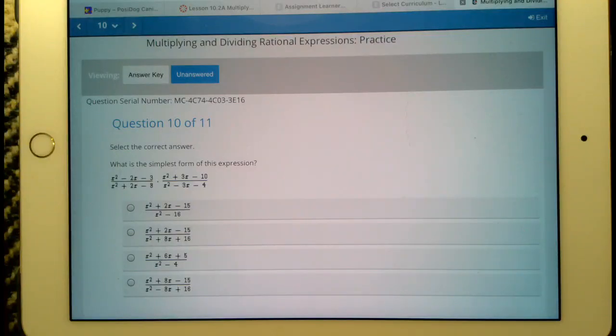What is the simplest form of this expression? So pause the video and write down this problem. I'm going to switch over to my notebook paper and we're going to work it out.